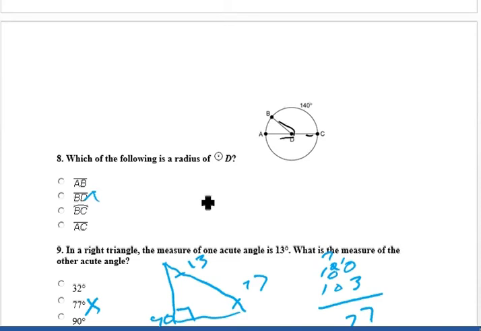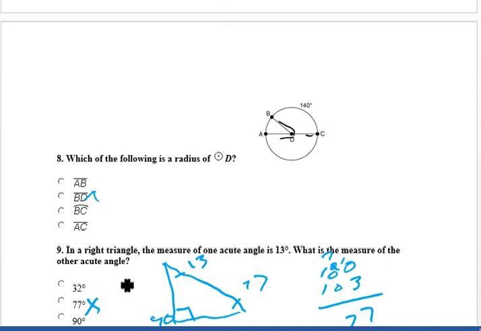AB isn't. There's no line drawn there. It would be a chord. BC is an arc because it's curved, and AC is the diameter. So the only proper answer choice is BD. Hopefully you got that right.